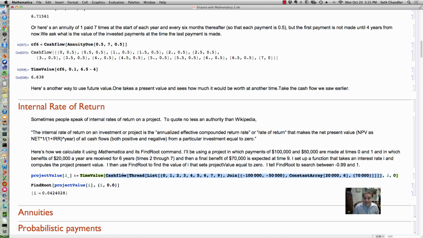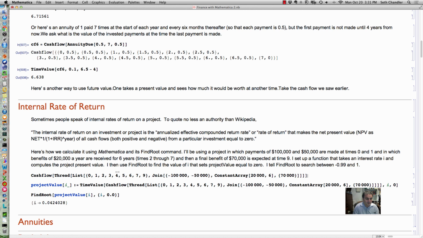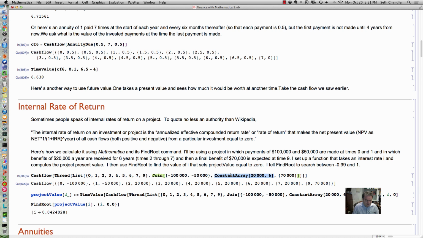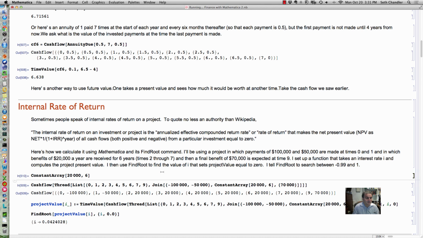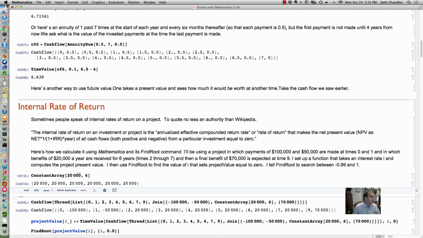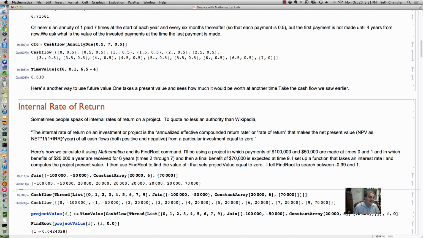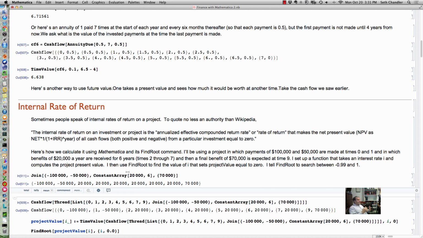So I'm going to set up my cash flow. Here we've seen constant array before. Constant array is really an easy function. It just says make 6 of these. It's exactly like rep in R, except in R the arguments are in the reverse order, just to confuse you. And we've seen join, I think, before. Join just says take 2 things and put them together. It's kind of like c in R. It's a way of combining things.